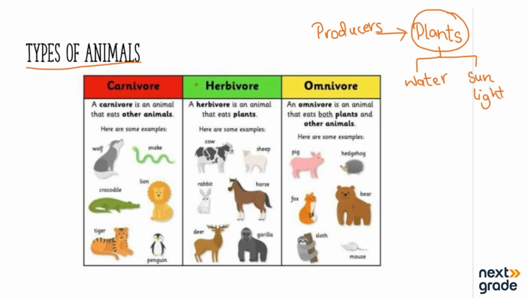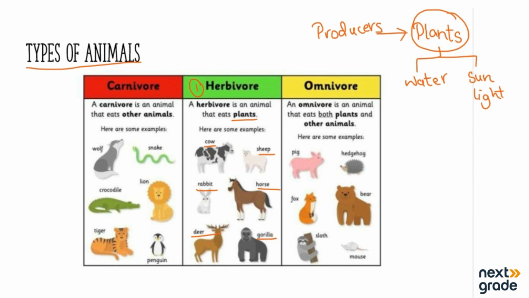The first type of animal that we are going to discuss are the herbivore. A herbivore is an animal that eats plants. Here are some examples: cow, sheep, rabbit, horse, deer and gorilla.